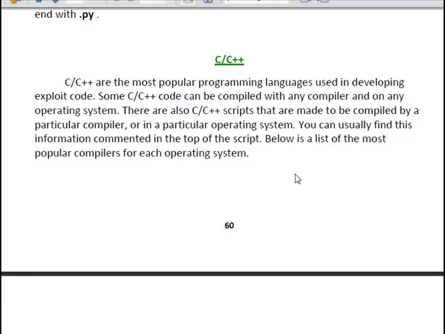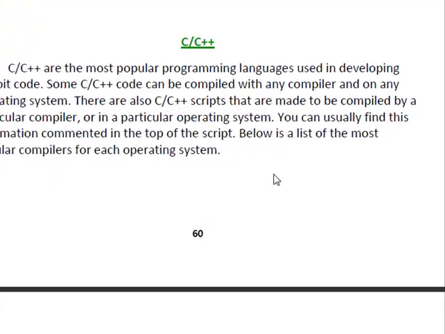Alright, in this video I'll be showing you how to compile and run C and C++ exploits. C and C++ exploits are the most popular exploits out there, and the majority of them are made for the Linux platform. So I'll be showing you an example in Ubuntu, a popular Linux distribution. I'll also be showing you how to run those same exploits in Windows.